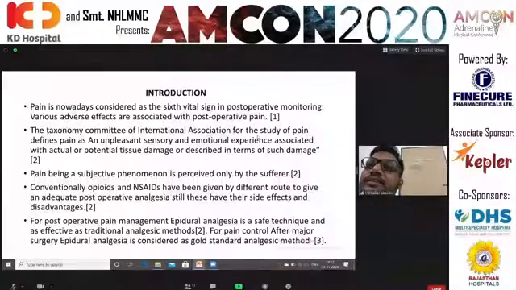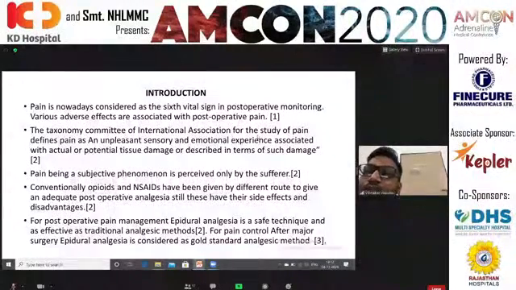Introduction. Pain is nowadays considered as the sixth vital sign in postoperative monitoring. Various adverse effects are associated with postoperative pain. By definition, pain is an unpleasant sensory and emotional experience associated with actual or potential tissue damage or described in terms of such damage. Pain is a subjective phenomenon, perceived only by the sufferer. Conventionally, opioids or NSAIDs are used, but there are certain side effects and disadvantages of using these. For postoperative pain management, epidural is more effective than these conventionally used drugs.